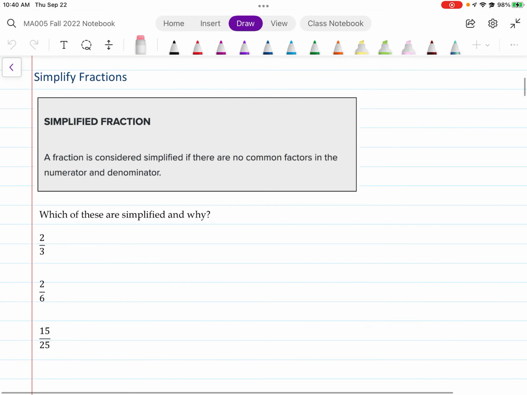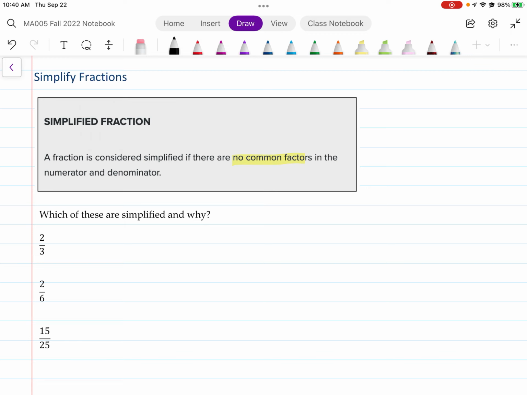All right, so starting with simplified fractions, a fraction is considered simplified if there are no common factors in the numerator and denominator. No common factors. And we talked about a common factor before. Make sure you understand what that means. Which of these are simplified and why is it simplified? Well, 2/3 is simplified because 2 and 3 are prime. There's no common factors in prime numbers.